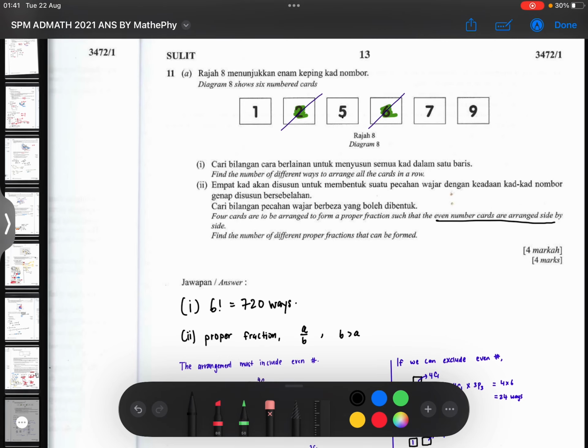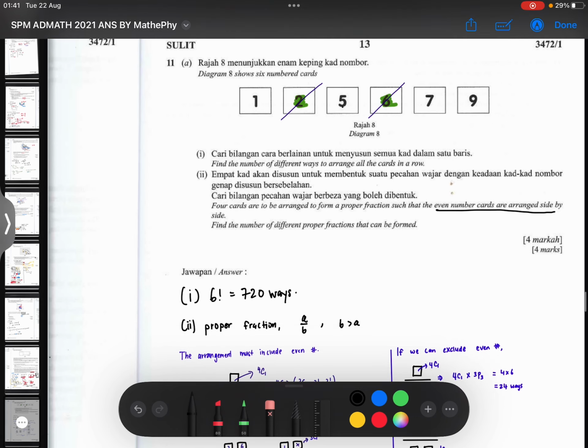Question 11. So we are given 6 numbered cards, and we need to find the number of different ways of arranging them. Okay, because the question doesn't mention any restriction, so just straight away 6 factorial, 720 ways. Question 2.